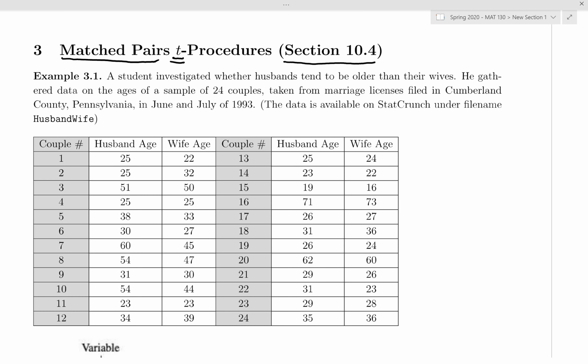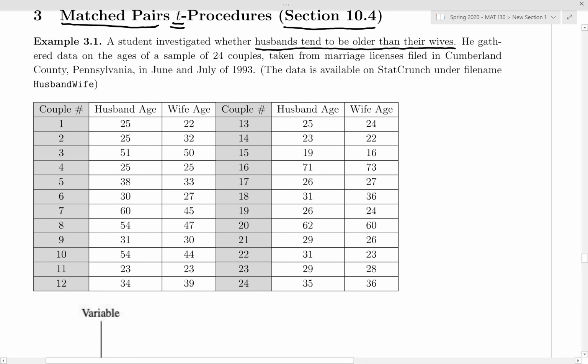The example we're going to be using is husband and wife. If you think about a couple, for each husband there's going to be a corresponding wife, so there's going to be a matched pair. The question we're interested in is investigating whether husbands tend to be older than their wives. So that is going to be the example we look at in this entire video.